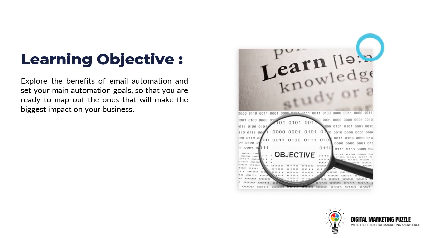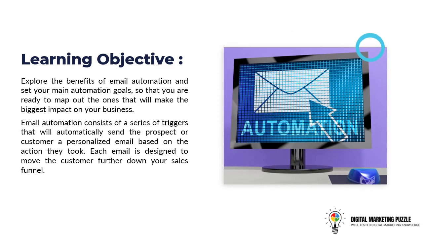Email automation allows you to send personalized, relevant emails to the right people at the exact right moment, on a large scale and without having to do it manually. Email automation consists of a series of triggers that will automatically send the prospect or customer a personalized email based on the action they took. Each email is designed to move the customer further down your sales funnel.